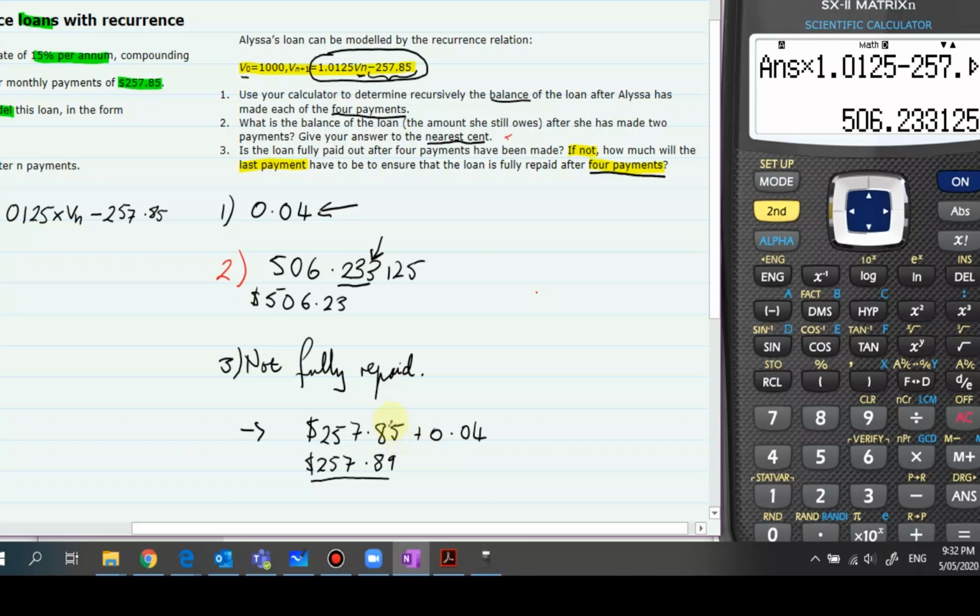Hopefully that helps with the introduction to reducing balance loans with recurrence relations.